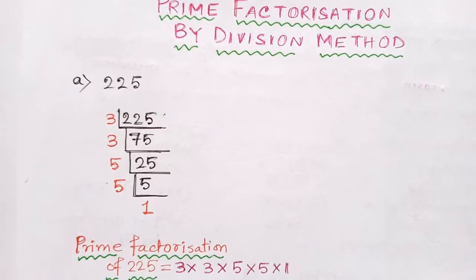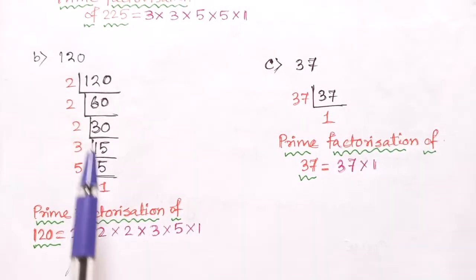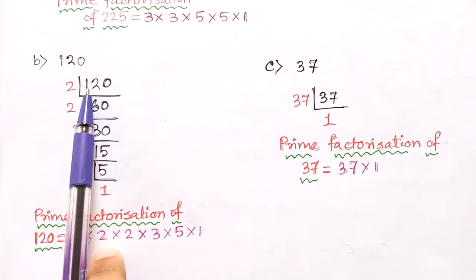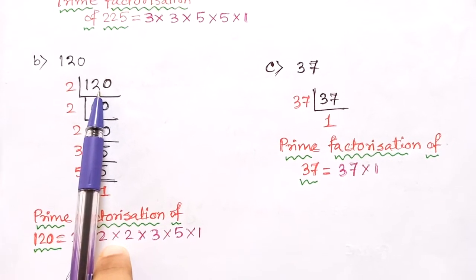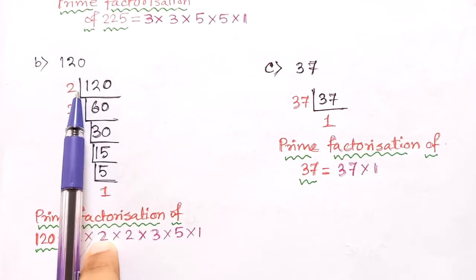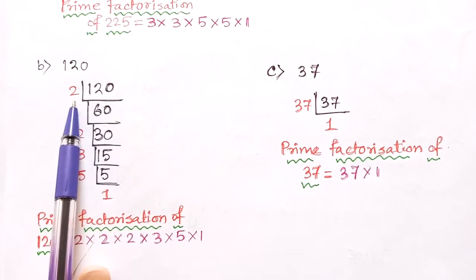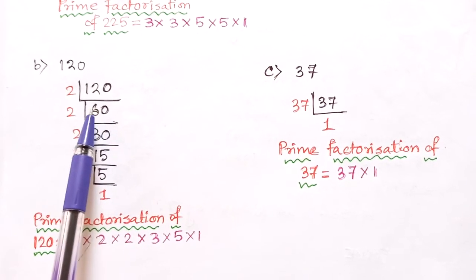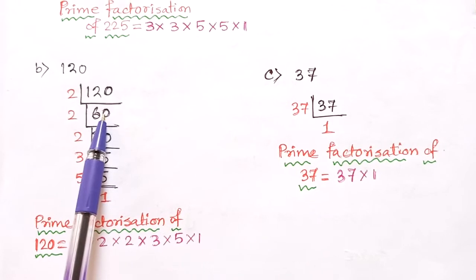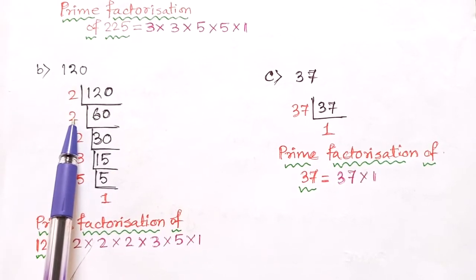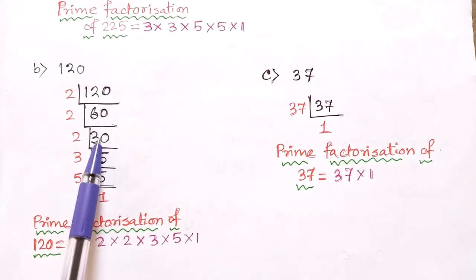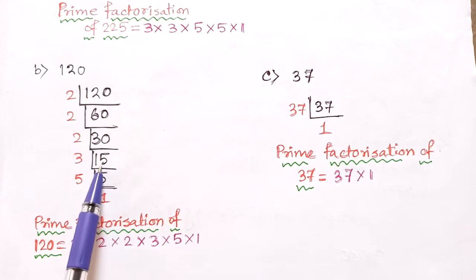Here is another example, 120. As 120 is an even number, it is divisible by 2, which is the least prime number. So 120 is divided by 2 and we get 60. This 60 is again an even number, so it is divided by 2 and we get 30. 30 is again divided by 2 and we get 15.